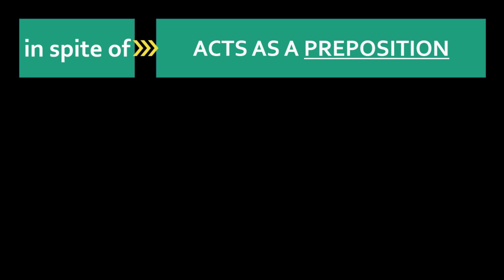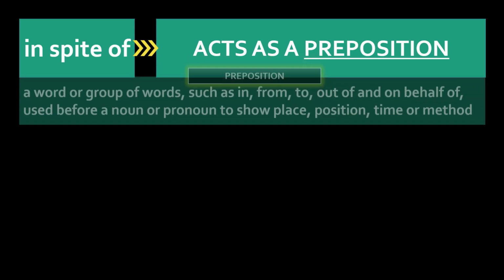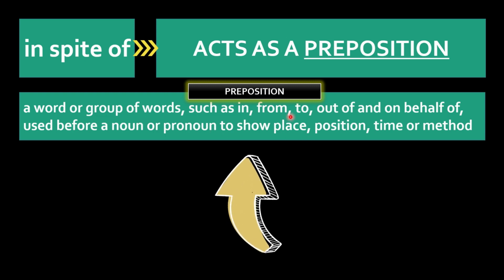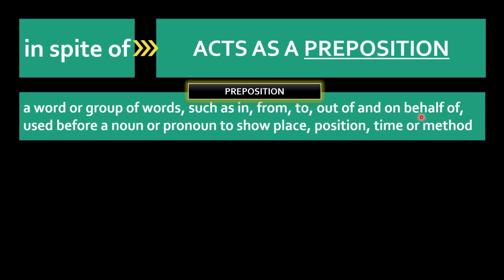In spite of acts as a preposition. It's a preposition. Actually, it's an idiom and it can be used as a preposition. Let's see what a preposition is. A preposition is a word or group of words such as in, from, to, out of, and on behalf of, and this preposition is used before a noun or pronoun and it shows place, position, time, or method. Now let's see an example for each of these: place, position, time, and method.